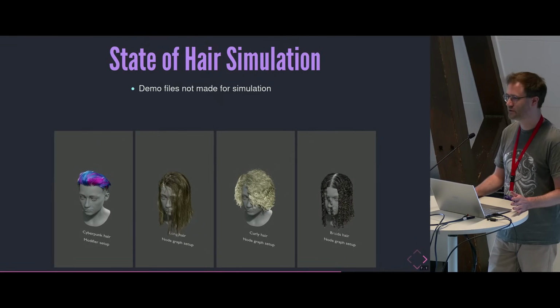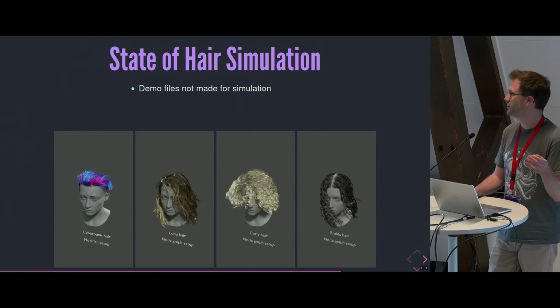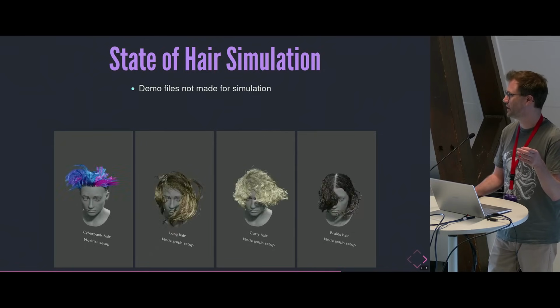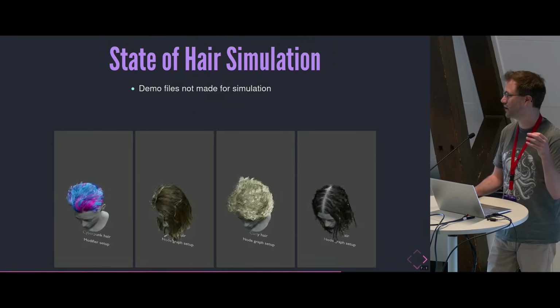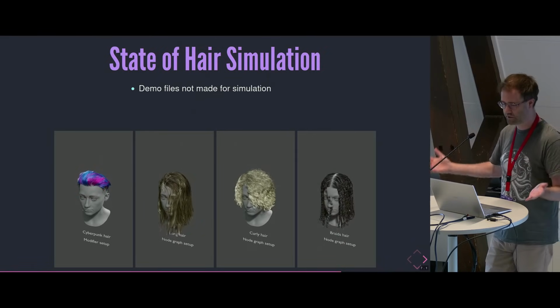So some of the hairs just start moving immediately when you add a simulation to them because they are not in a stable rest pose. So a long hair that is just draped over the head will just start falling down naturally. That's expected.